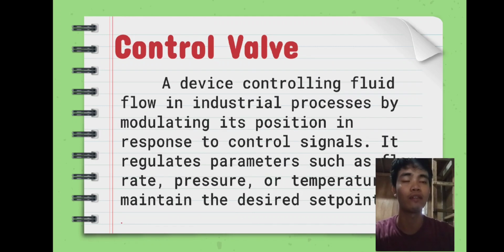So next is the control valve. A device controlling fluid flows in industrial processes by modulating its position in response to control signals. It regulates parameters such as flow rate, pressure, or temperature to maintain the desired set point.